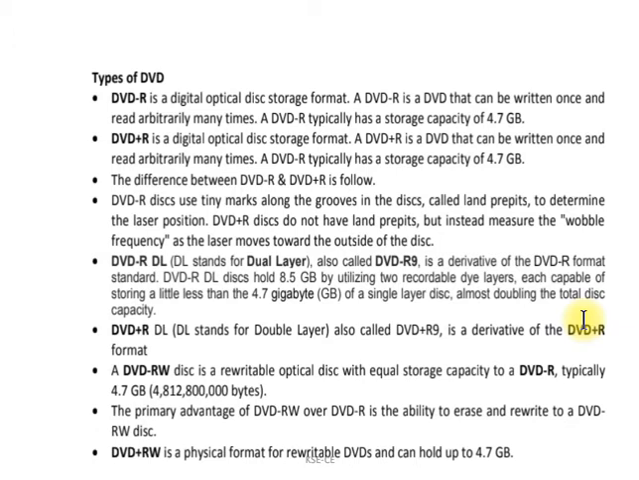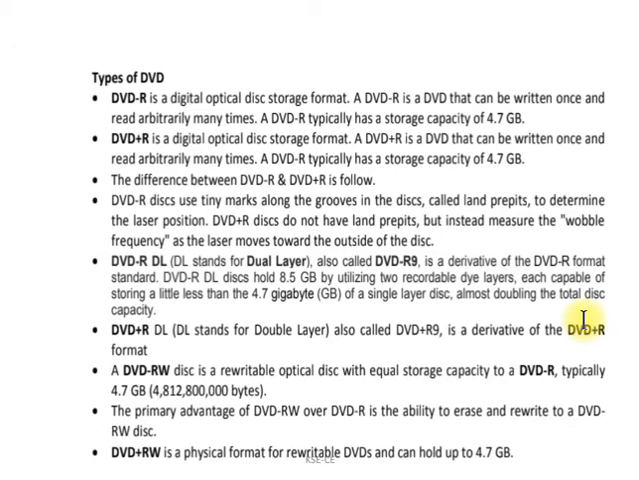So DVD-R and DVD-R plus, both are used for storage devices, but what is the basic functionality of DVD-R and DVD-R plus? With DVD-R and DVD-R plus, you can write only one time. It means you can write data only one time, but you can read data multiple times. Next, DVD read and write and DVD read and write plus.